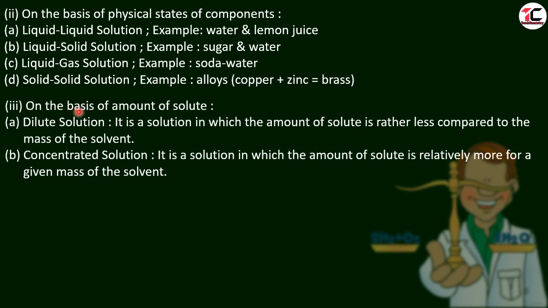Classification of solution on the basis of amount of solute. The first one is dilute solution. It is a solution in which the amount of solute is rather less compared to the mass of the solvent. Second one is concentrated solution. It is a solution in which the amount of solute is relatively more for given mass of the solvent. In dilute solution, the amount of the solute will be less. In concentrated solution, the amount of the solute is relatively more. That is maximum.